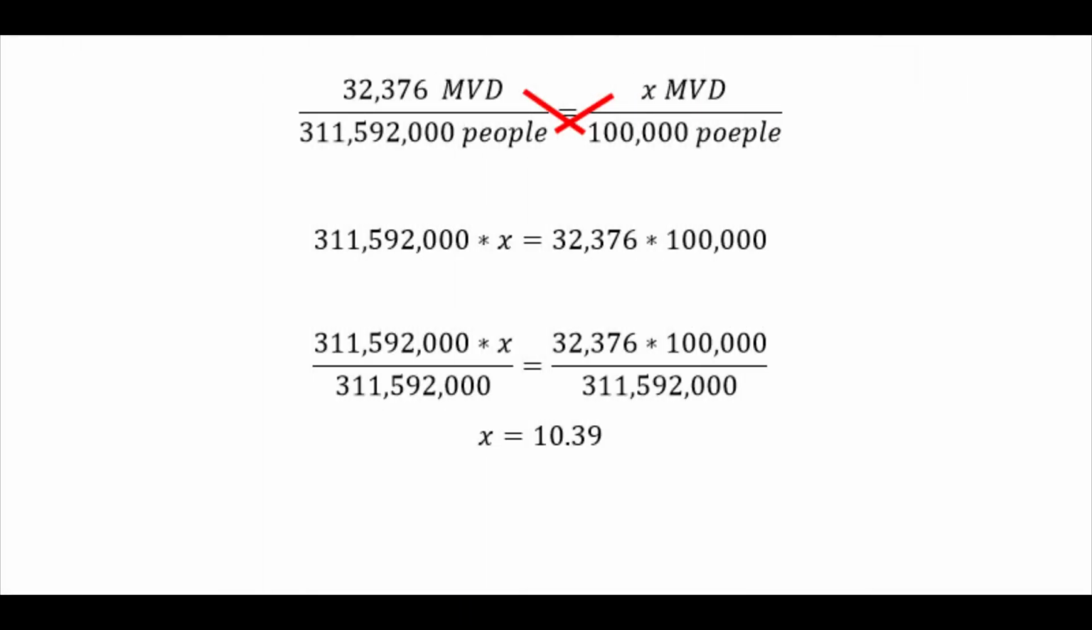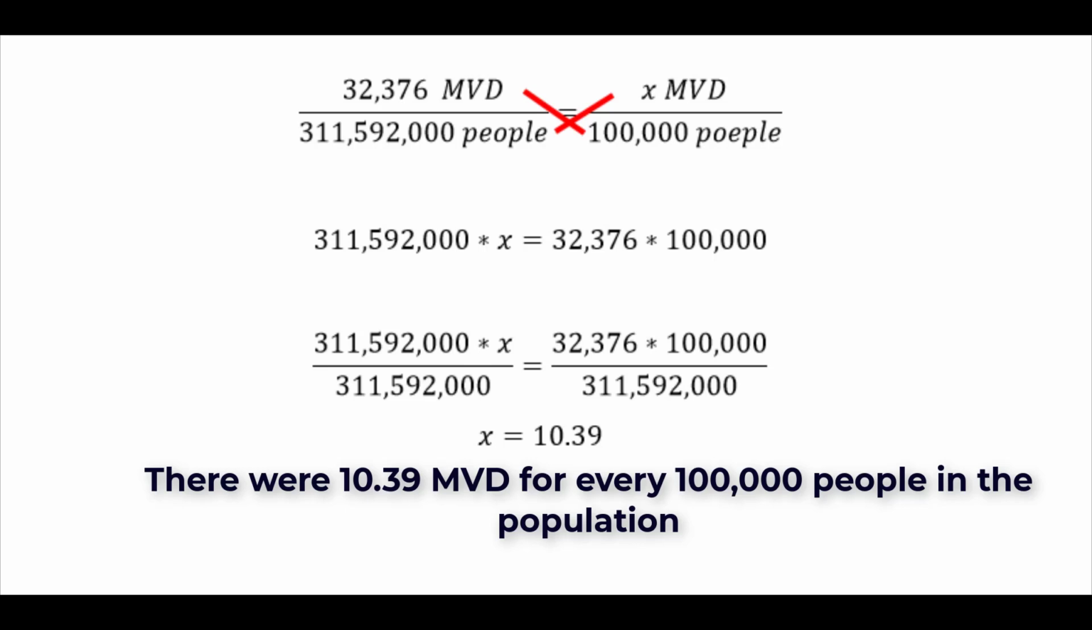So cross multiplication and divide by 311 million. And we get x is 10.39. Now put that 10.39 in a sentence. And what you would say is that there were 10.39 motor vehicle deaths for every 100,000 people in the population.